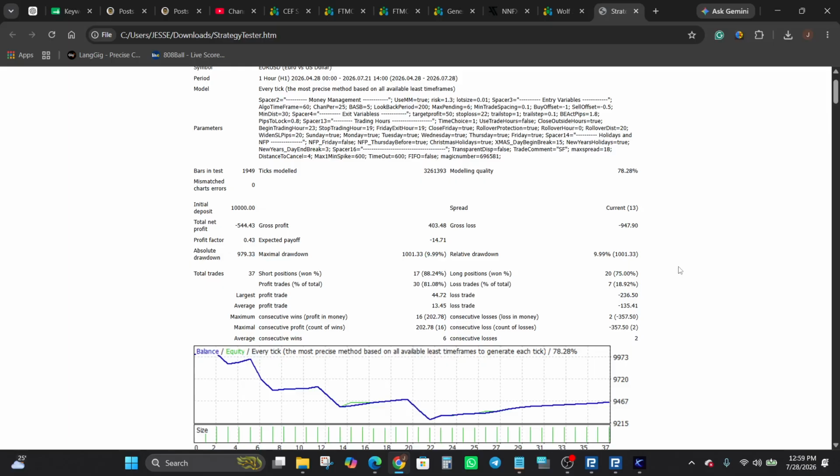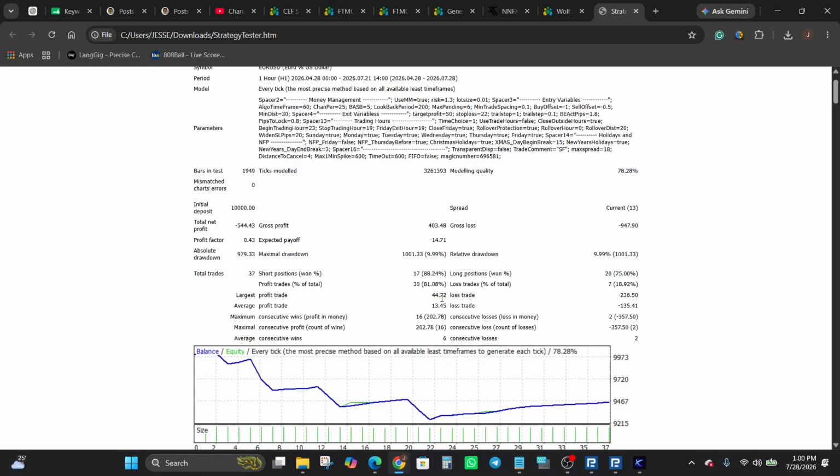The average losing trade was $135.41, roughly 10 times the average winning trade at just $13.45. The difference is so wide. The largest single loss at $236.5 was more than 5 times the largest single win of $44.72.